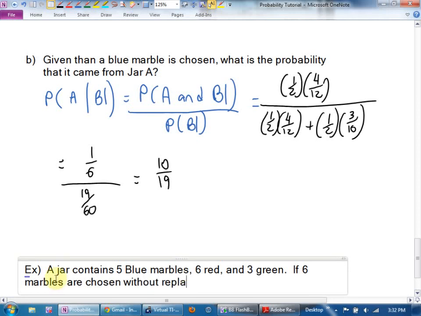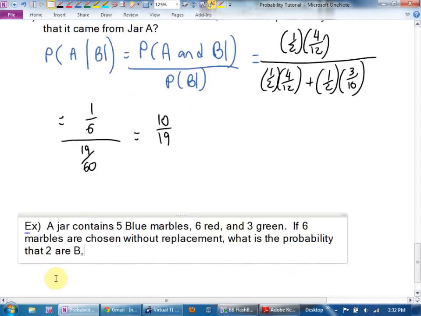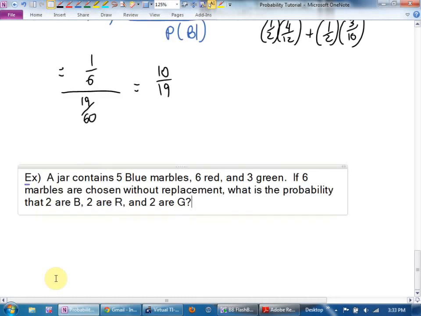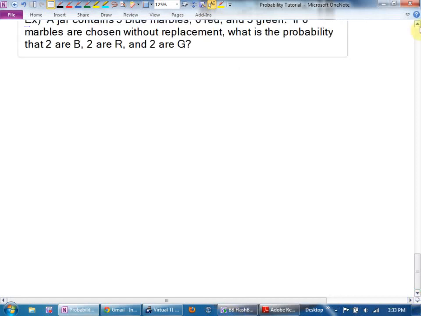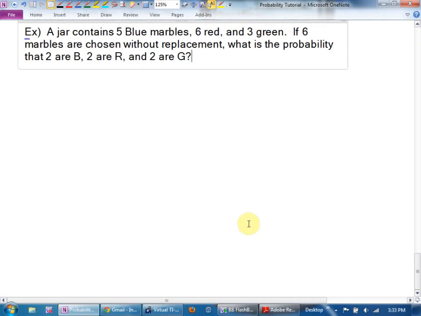The probability that two are blue, two are red, and two are green. How many marbles am I picking? Tree? No. I don't want to do a six level tree. How many marbles? You're right. Six bucket or some other approach.